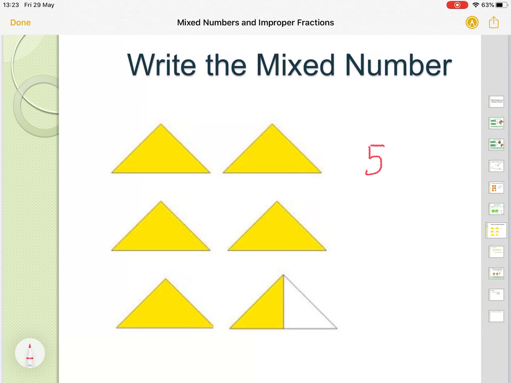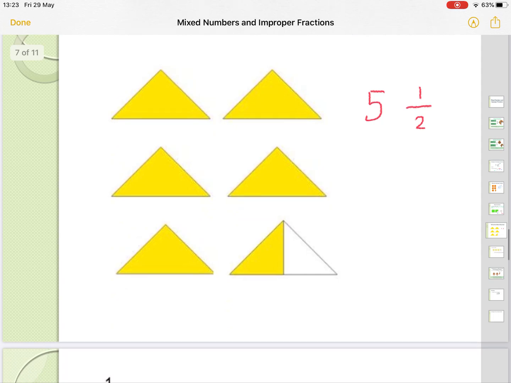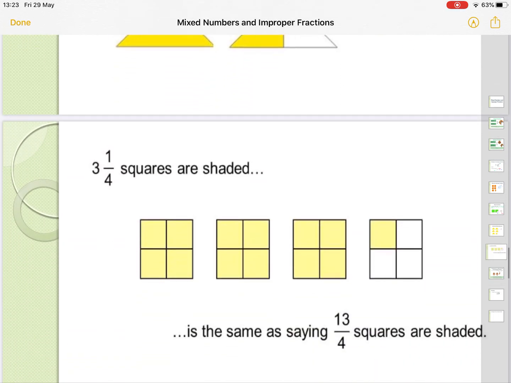So I have 5 whole triangles, and I have one part which is colored in, and the diagram is divided into 2 parts. So I have 1 out of 2 in the last diagram. So the whole mixed number is 5 wholes and a half. 5 whole triangles, and a half of another. That's the mixed number, a whole and a proper fraction.